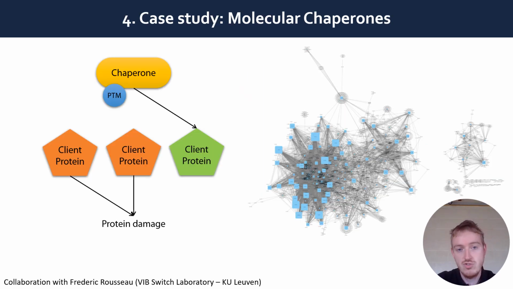So in the near future, one possible application of this MoDPA method would be to the study of chaperone interactions. Chaperones are proteins that can bind misfolded and damaged proteins to repair them, but PTMs can disrupt these interactions, leading to the accumulation of protein damage and eventually to degenerative diseases like, for example, neurodegeneration.